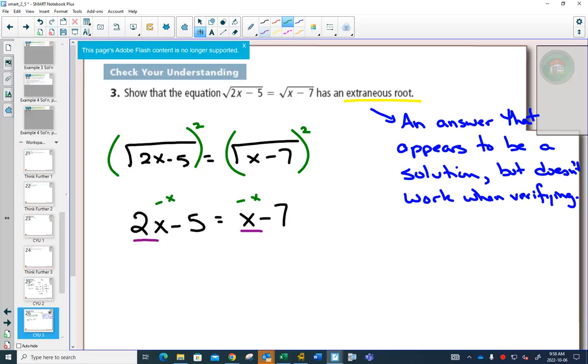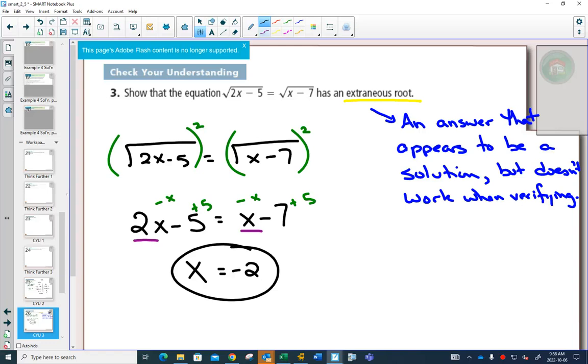Then, when I look at my numbers, I want my numbers on the other side, so it makes sense to add 5 and add 5 for those like terms. What do I get? 2x minus x is just x, and negative 7 plus 5 is negative 2. So it appears that negative 2 is the answer. And in radical equations, if we just stop without verifying, we might get an answer that actually doesn't work.